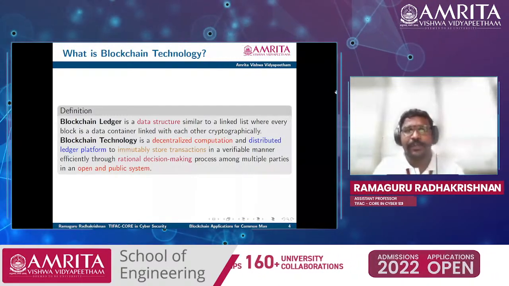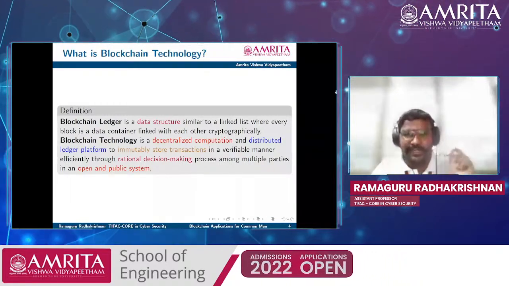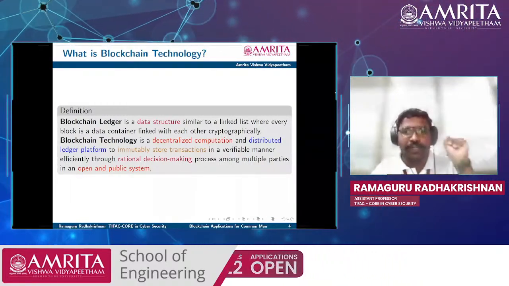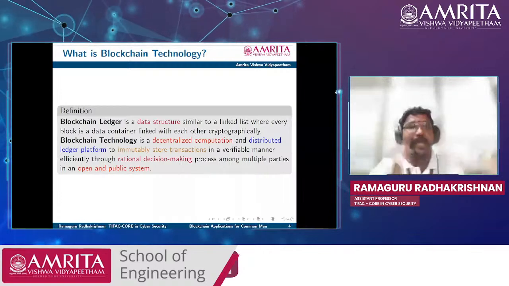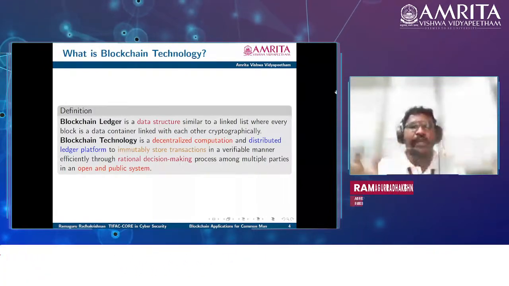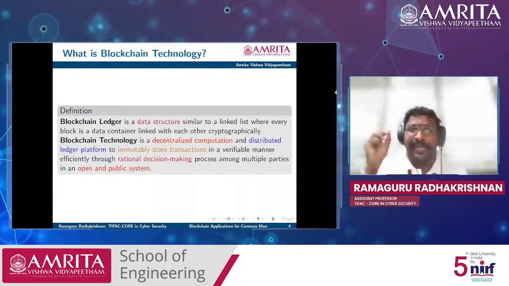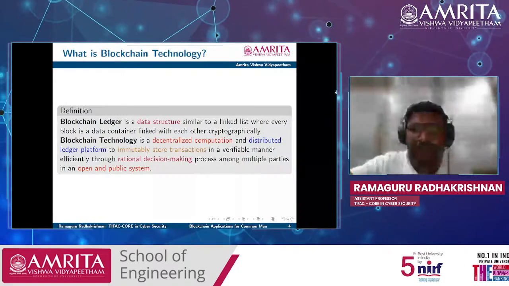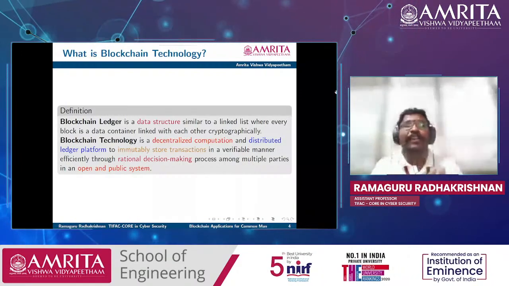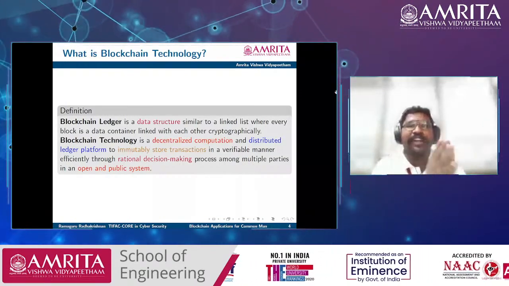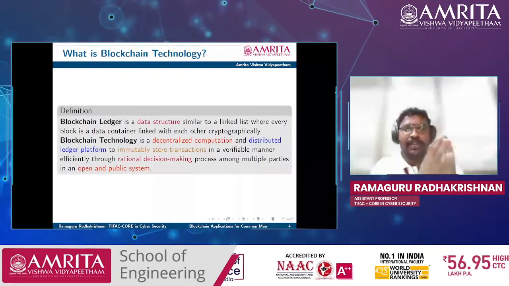You could see there are some important keywords that I've highlighted. Decentralized computation: the computation is decentralized. Not one single computer is controlling the computation, but a group of computers coordinate and do the computation, which is multi-party. The data again is not stored in one single computer or server, but distributed across the network, and anyone can view these transactions and verify them whenever required. This is what is called blockchain technology.